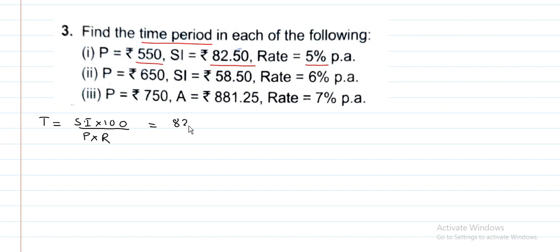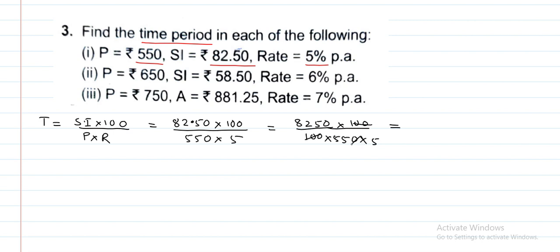Simple interest is rupees 82.50, into 100, by principal rupees 550 into rate 5%. First we will remove the decimal here. We write 82.50 as 8250, and because two decimal places are there, we write by 100. Then below, 550 was there, so we write into 550 into 5. This is the process to remove the decimal. Now 20 and 20 will get cancelled, and also the 10s will get cancelled.